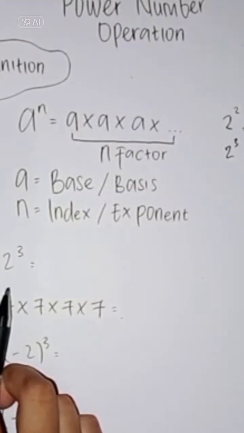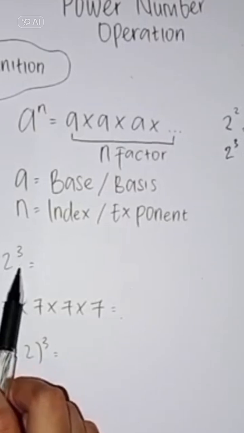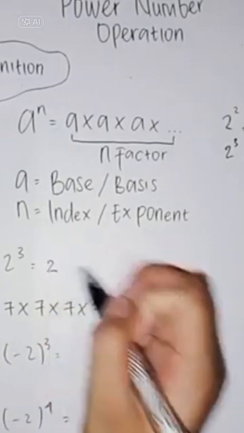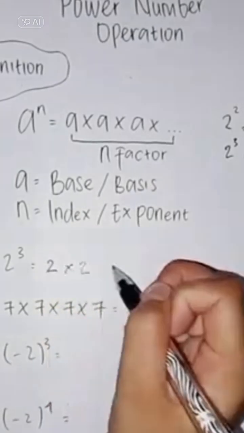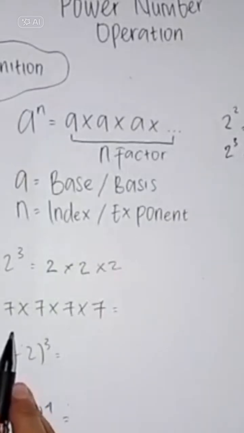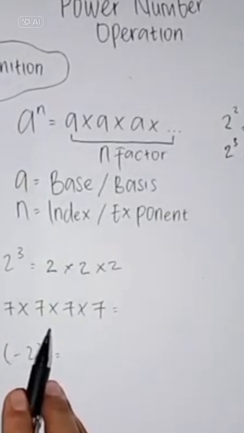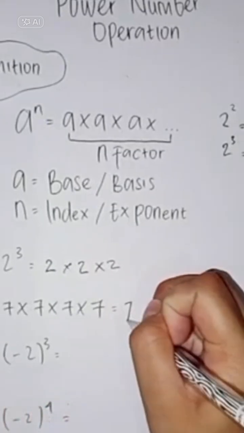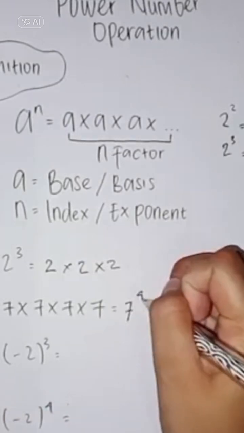For example, if we have 2 to the power of 3, it means 2 times 2 times 2. Second, if we have 7 times 7 times 7 times 7, it means 7 to the power of 4.